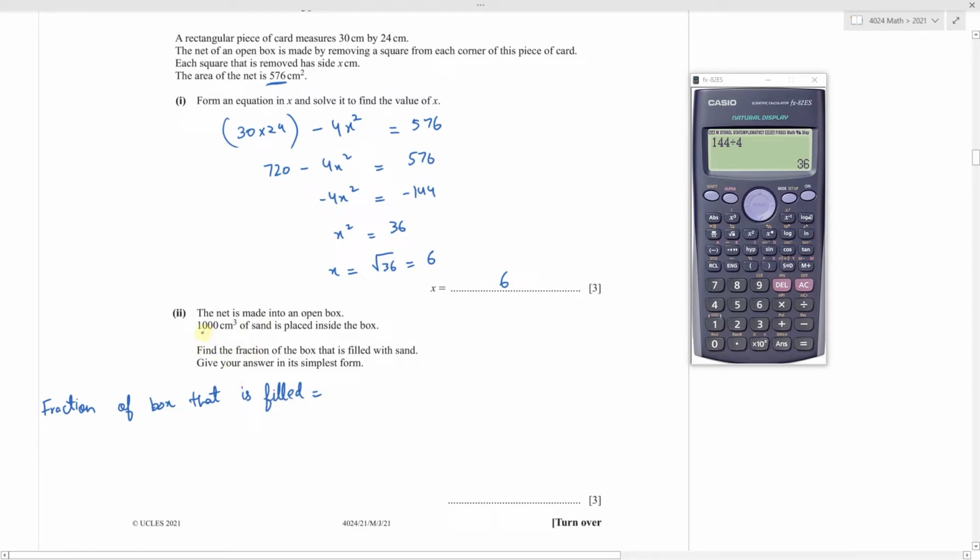This will be the volume of sand, because you're trying to find the fraction of the box that is filled with sand. So volume of sand divided by the total volume of the box. So you know the volume of sand is 1000. So let's calculate the volume of the box.